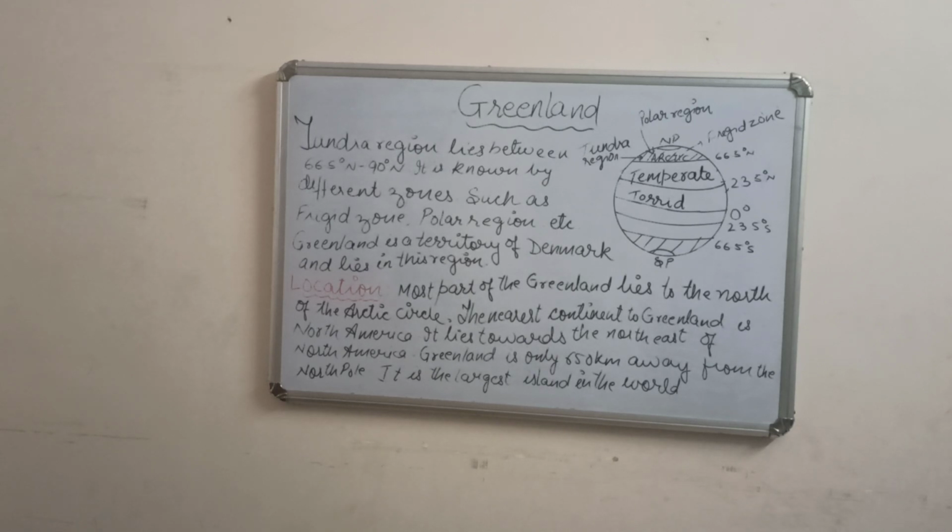So let us know about the location of Greenland. Children, most part of Greenland lies to the north of the Arctic Circle. Which part? Towards the north. Yes. The nearest continent to Greenland is North America. It lies towards the northeast of North America, and Greenland is only 650 kilometers away from the North Pole, and it is the largest island in the world.